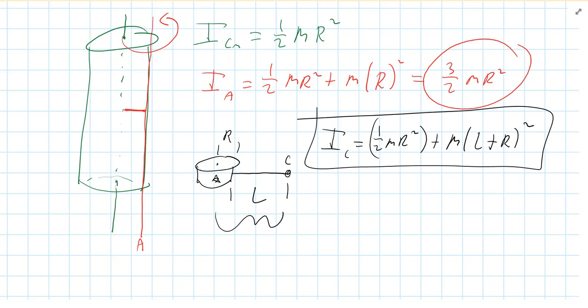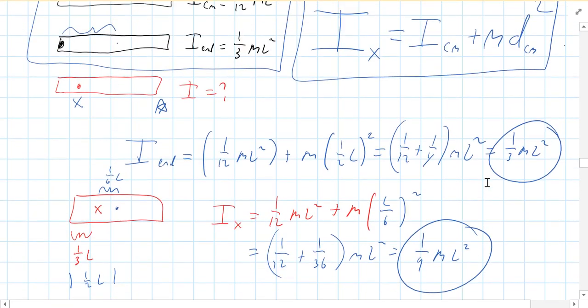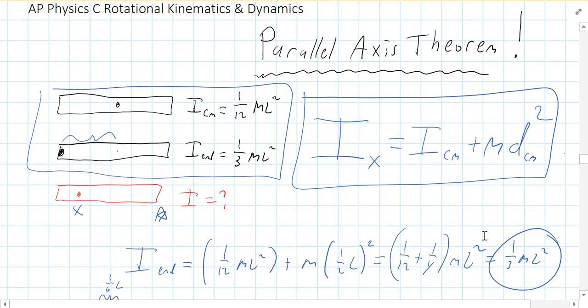So it turns out, again, if you know the moment of inertia of any object about its center of mass, you can calculate the moment of inertia about any other axis you want to spin it around by using this thing called the parallel axis theorem. This is incredibly important to remember. You're going to be using it a lot in the next month or two, and you almost invariably see it on an AP exam at some point.